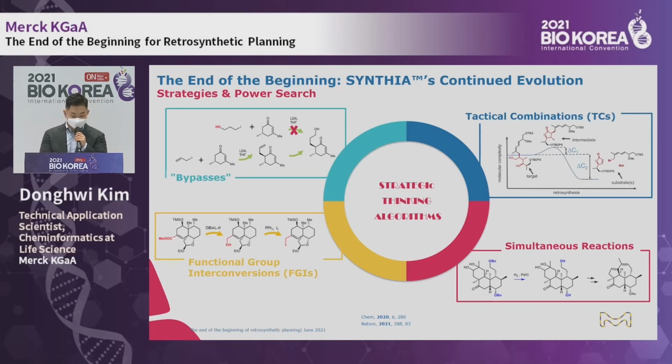The important thing is that all of these algorithms are connected. So, for example, a functional group interconversion sequence or simultaneous reaction can be a first step in bypass. This enables Cynthia to truly begin to strategize over multiple steps and suggest elegant and sometimes counterintuitive reaction sequences which were exclusively within the domain of the human expert chemist's mind.